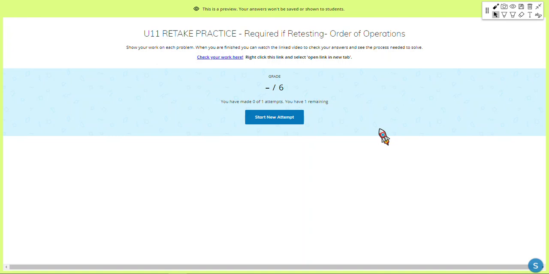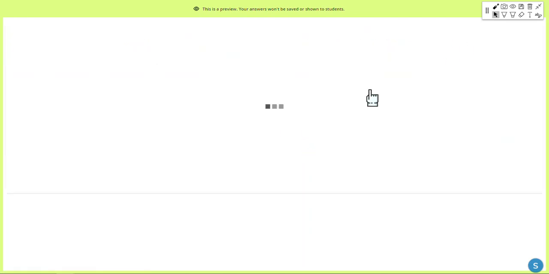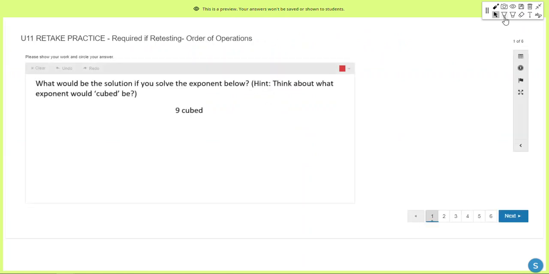In this video, I'm going to review the Unit 11 retest practice. So if we look at problem number one, it says, what would be the solution if you solve the exponent below? And then we have a little hint there. It says, think about what exponent would cubed be.